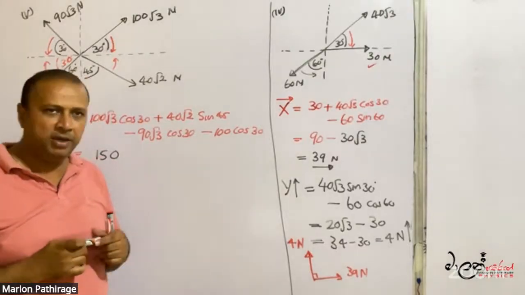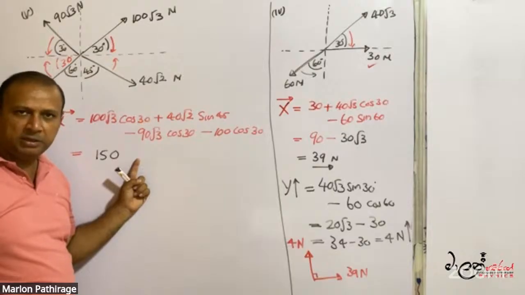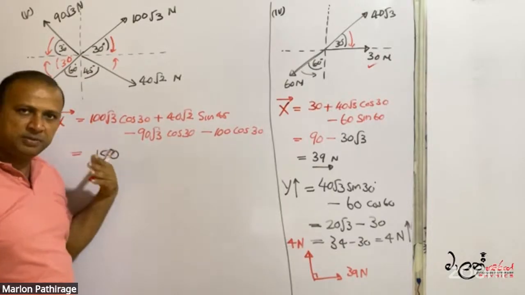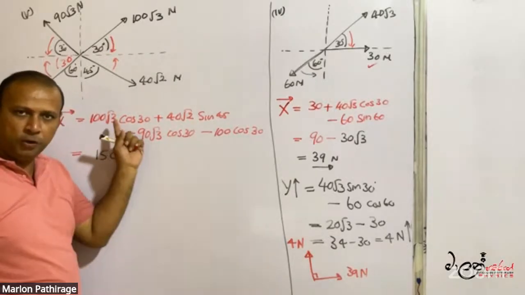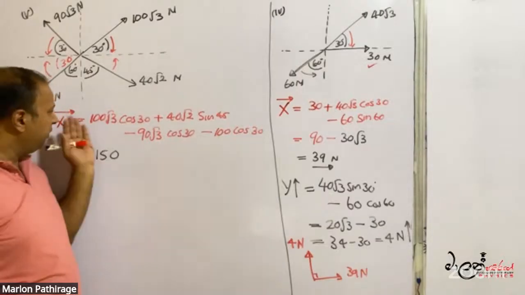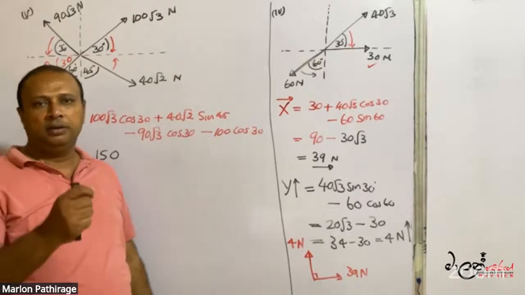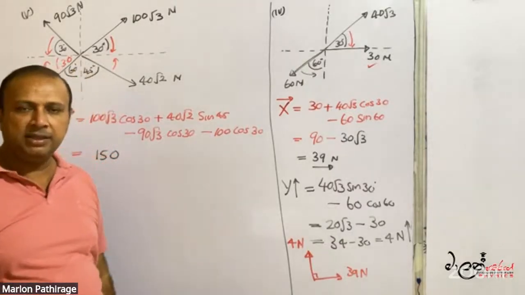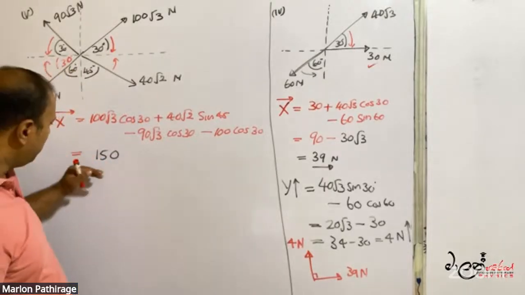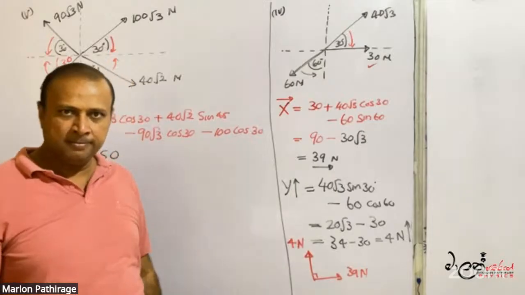That means you have divided this by 2, which gives 50. Root 3 into root 3 means 3. 50 into 3 means 150. You can do it in one single step. If you got my calculation, please raise your hand.